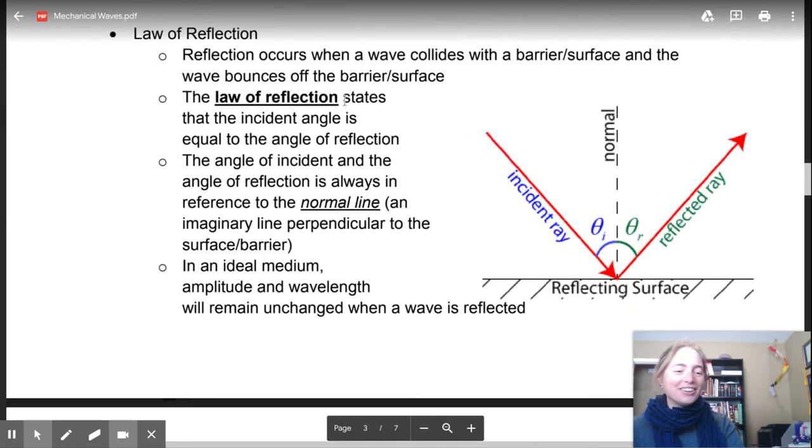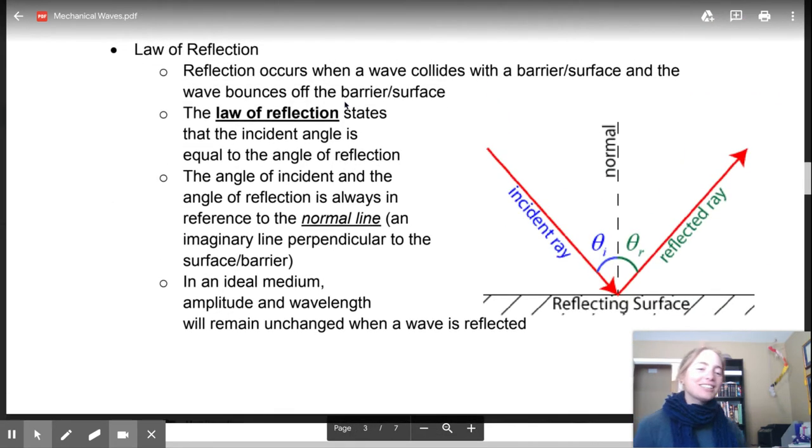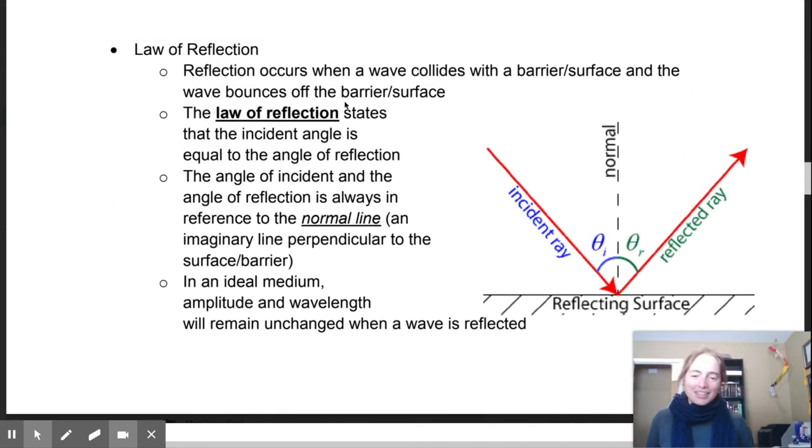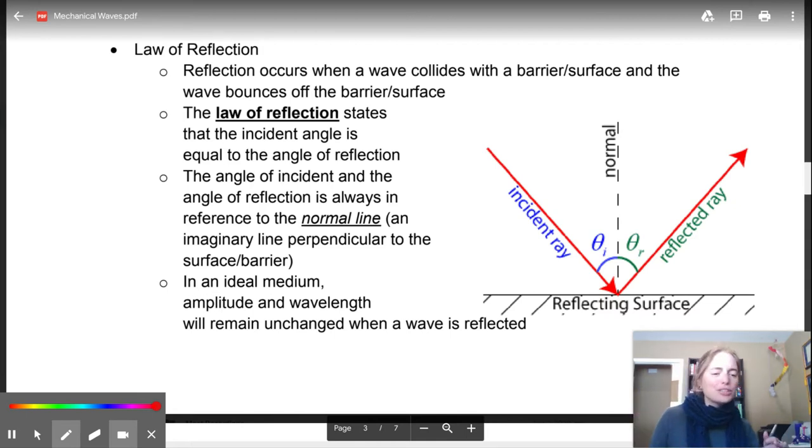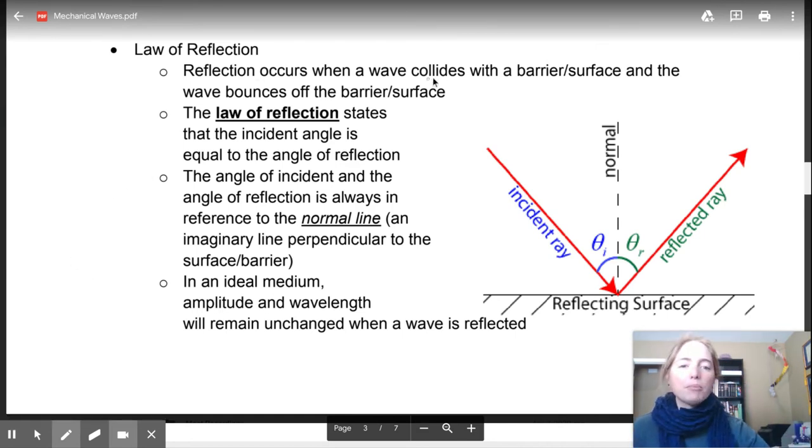Okay, ladies and gentlemen, let's look at the law of reflection. The law of reflection is when a wave is going to collide with a surface. We're not going to do a ton with this at this point, something we'll talk more about in Physics 30. It's not a huge deal right now, but it's when a wave is going to collide with a surface. The wave is going to bounce off the surface.